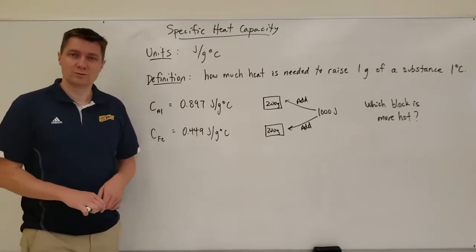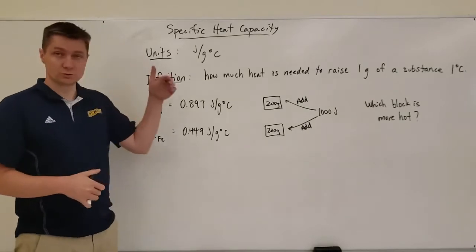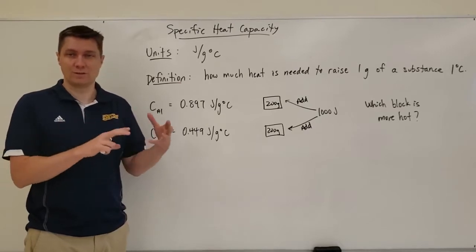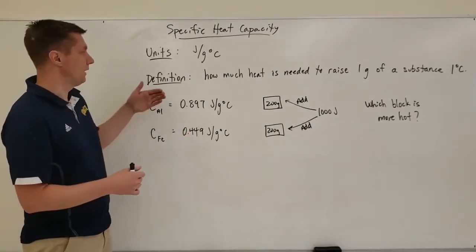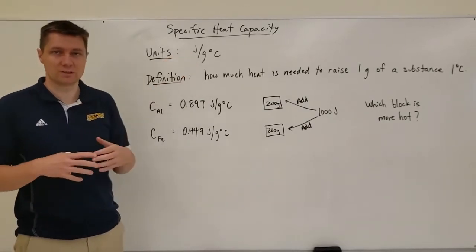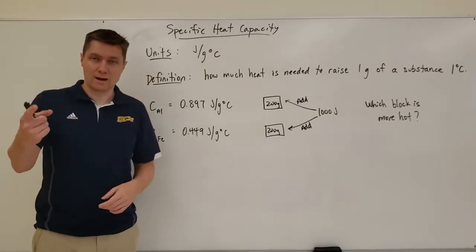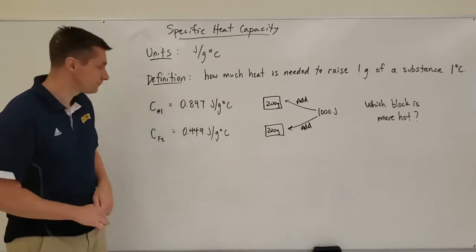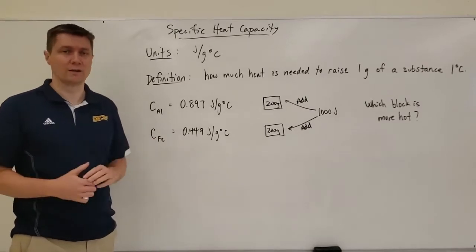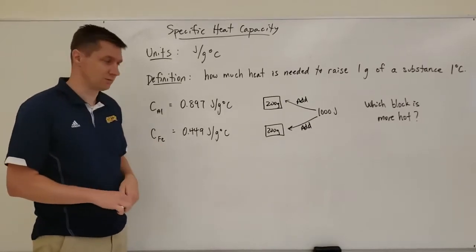Okay, so we're going to jump into specific heat capacity in a little bit more detail about it and what it is. Remember the units are joules per gram degree Celsius, and the definition really is found in the units. So I've got the definition written here on the board, but essentially what this just means is the joules on the top means how much energy is needed or how many joules is needed to raise 1 gram of a substance 1 degree Celsius. So we've got some examples of some specific heat capacities here that are just pulled out of your data booklet on page 3. And this is aluminum and this is iron specific heat capacity.